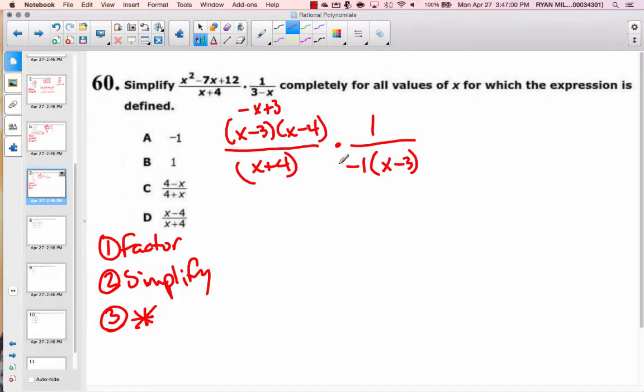Okay, so I factored. Now I can simplify. So this x minus 3 cancels that x minus 3. I'm going to do x minus 4 times 1, which is just going to get me x minus 4.